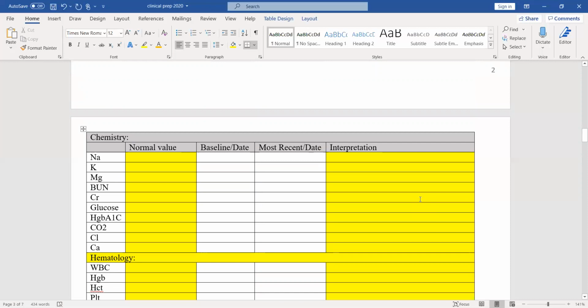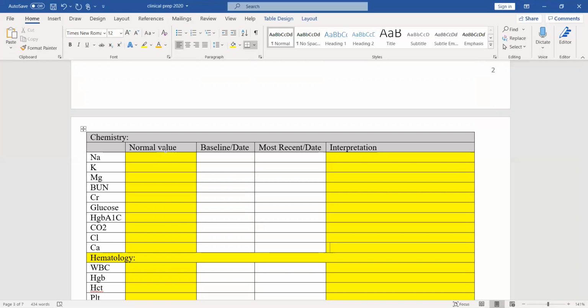So when I say interpretation, I'm looking for, if the sodium level was altered, what would you see? Maybe you would see dehydration. Maybe you would see fluid volume excess. For potassium, if there was an alteration in normal range, maybe I would see some EKG changes. Under BUN creatinine, maybe I would see acute kidney injury. Maybe I would see, for glucose and hemoglobin A1C, a diabetic.